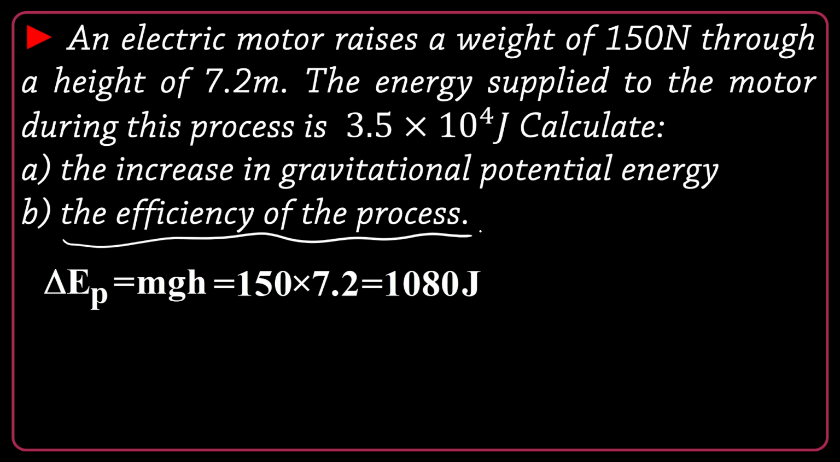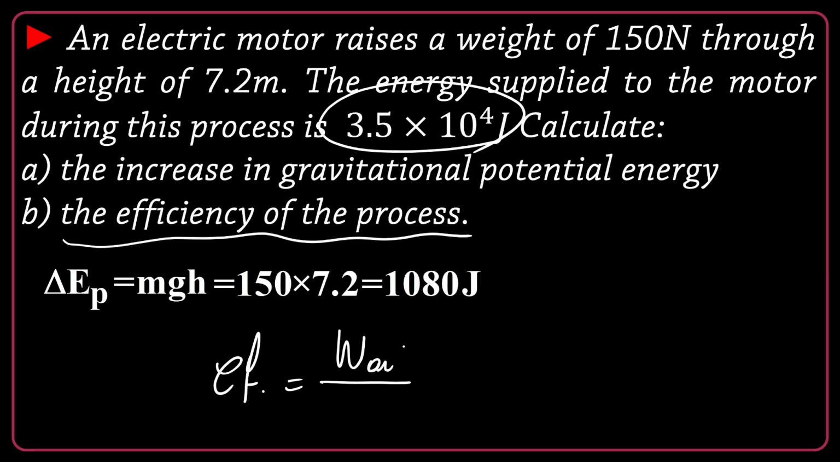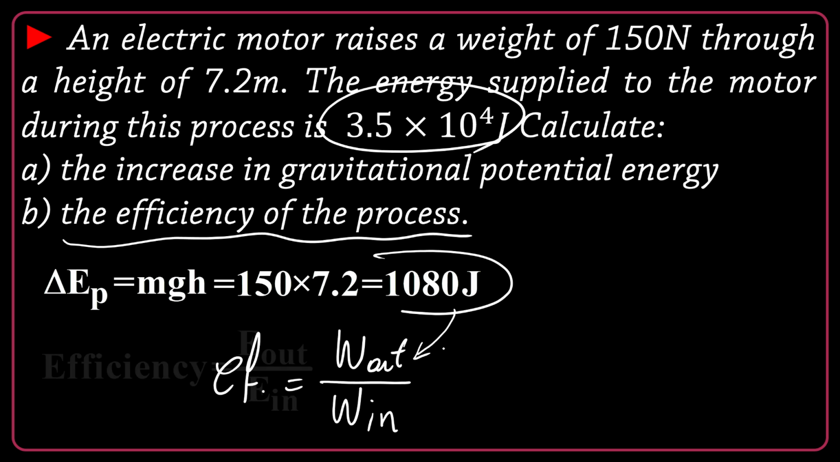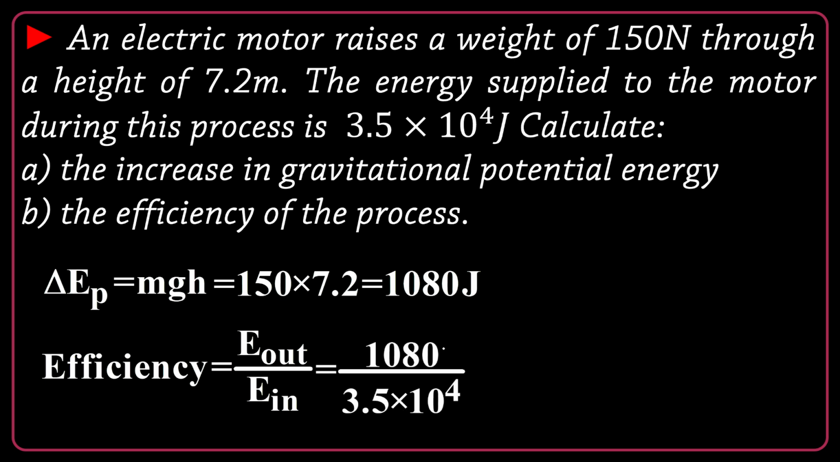The next part, efficiency of the process. Look at this. The total work in is given. Efficiency, I know that, is the work out divided by work in. Okay. The work out is the useful work out done by the machine. Basically, it's exactly the change in gravitational potential energy. It's the useful work out, something that the engine or the motor has done for me. Okay, so here I will substitute that for 1080, and downstairs the total work in is 3.5 × 10^4 as given in the question. So the answer is 0.31.